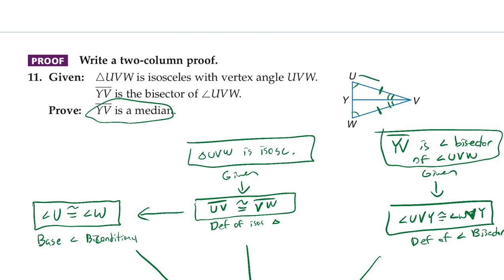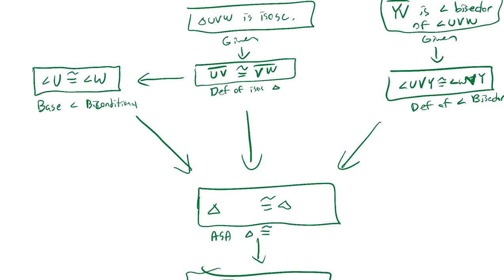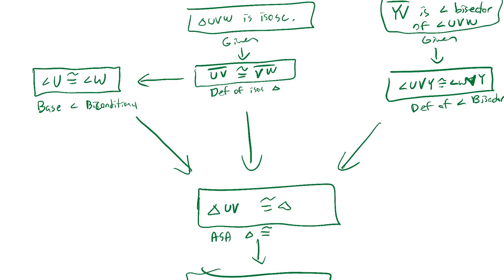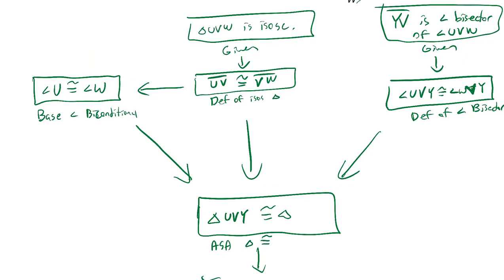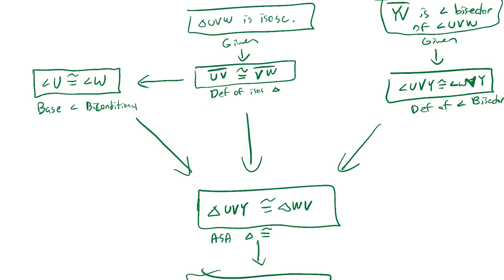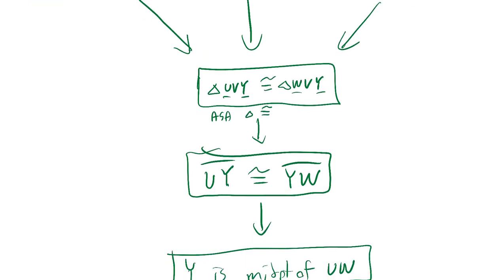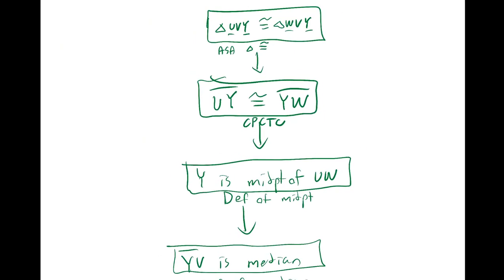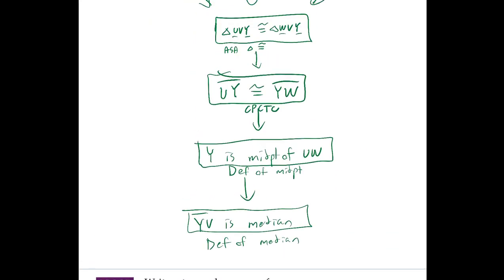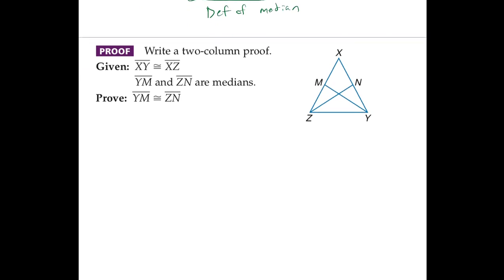And then we just go to the ordering. And I'm going to go one angle, two angle, none. So one angle, two angle, none. That's UVY is congruent to WVY. And then let's check the order. Does that mean U to Y, 1 to 3, is W to Y? Yes, it does. And that's by CPCTC. And then that means that it's the midpoint, and then that means it's the median. Cool proof. Okay, last one here.